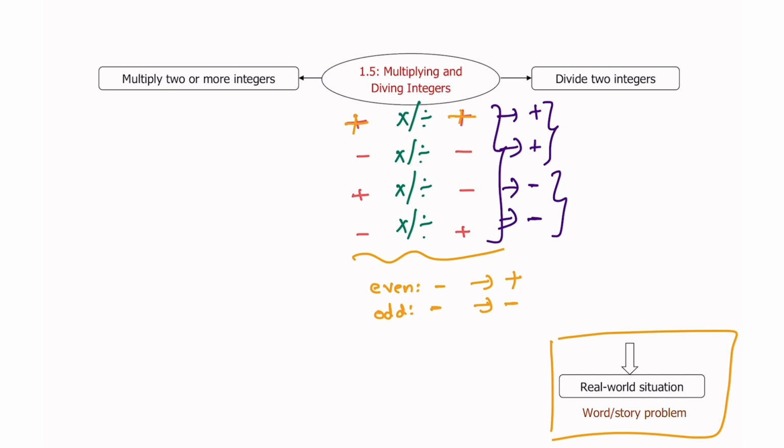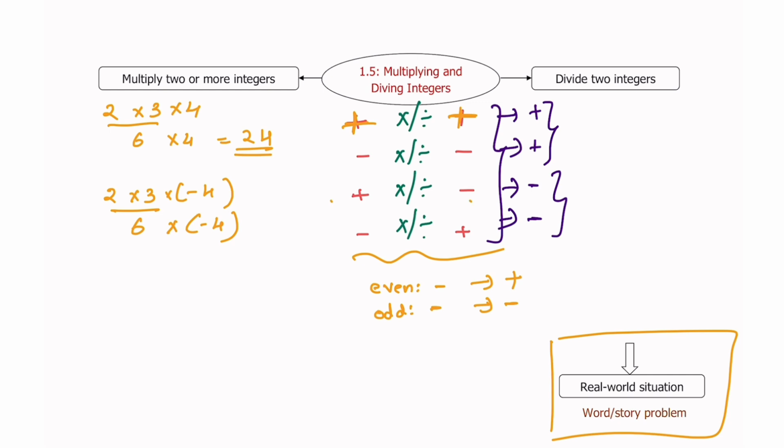Let's see how this works using an example. 2 times 3 times 4, multiplication. We know this, it's 6, and again 4 here, that gives us 24. Now this was quite simple and straightforward because we had all positives, so the answer had to be positive. Now let's take an example with a negative number. 2 times 3 times minus 4. Now this is 6 times minus 4. Which rule are we going to apply? Plus times minus. Your answer is minus. So this is minus 24.